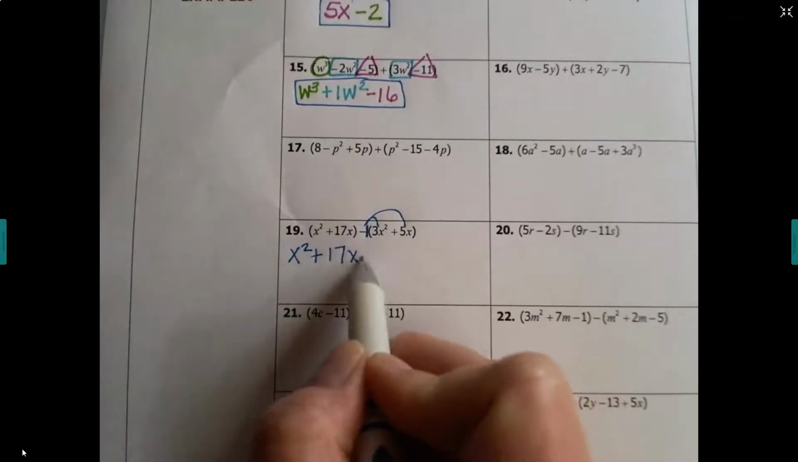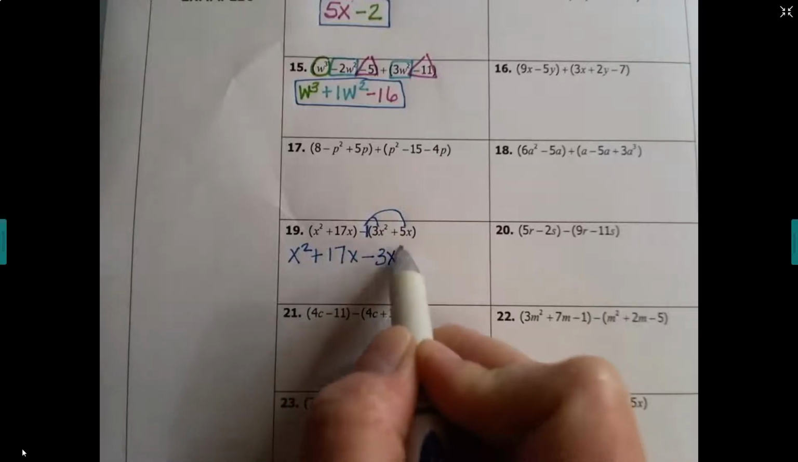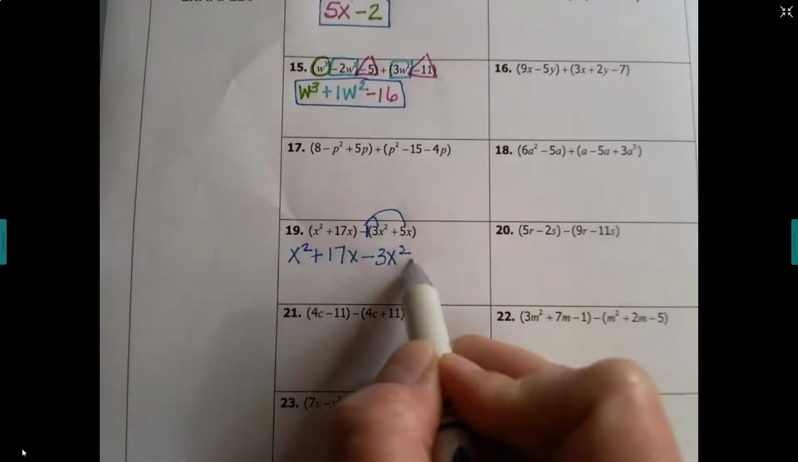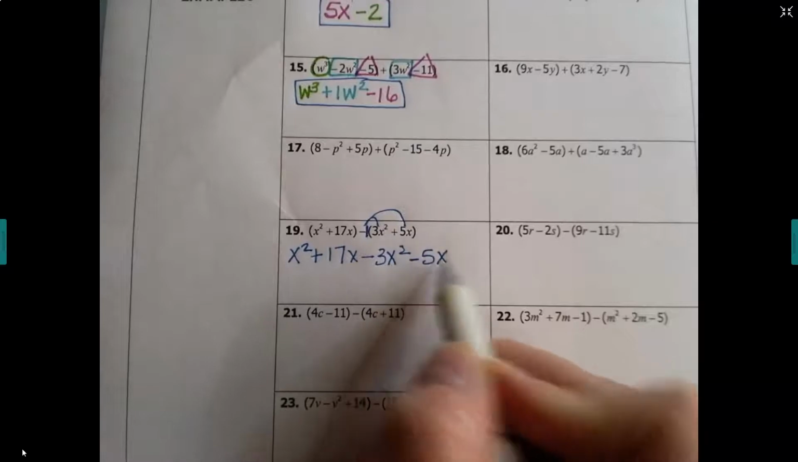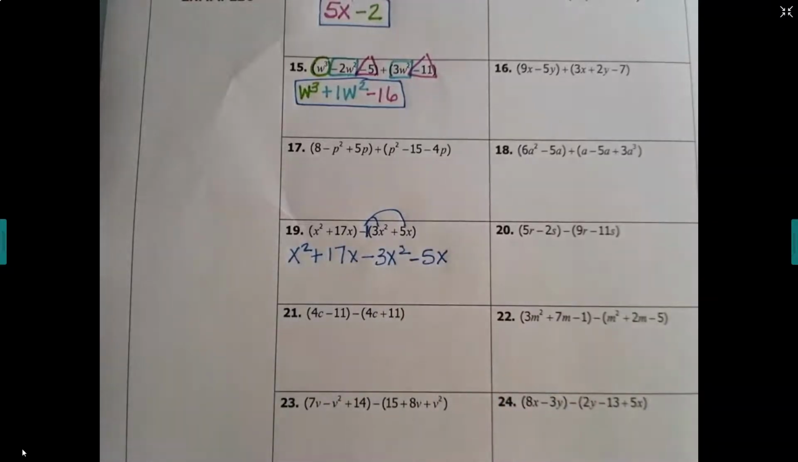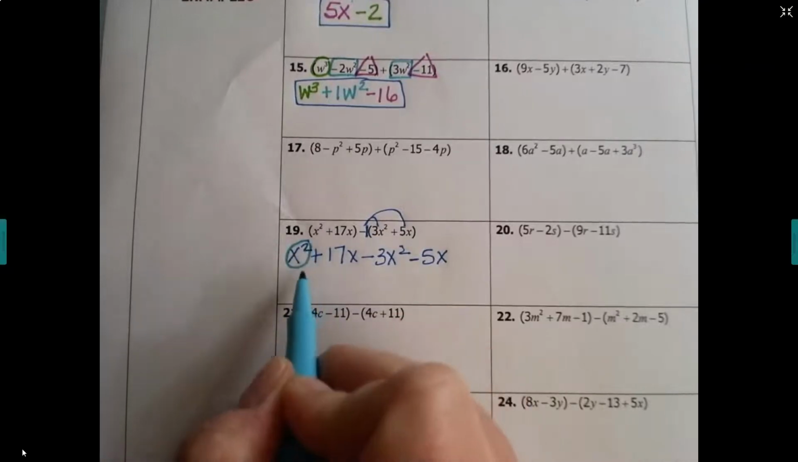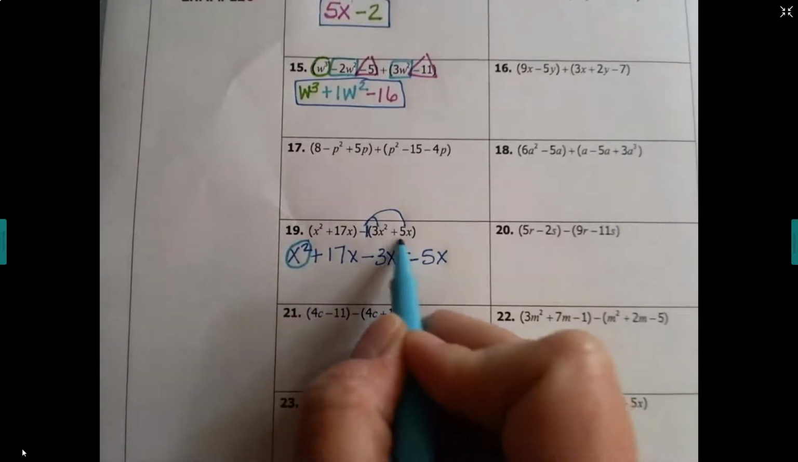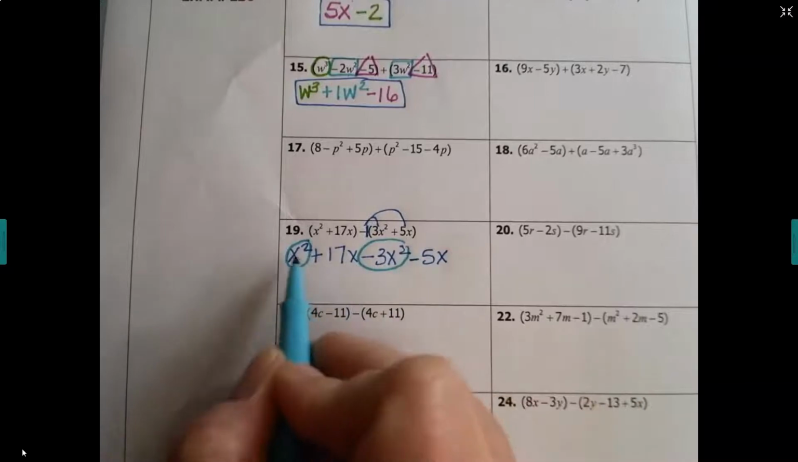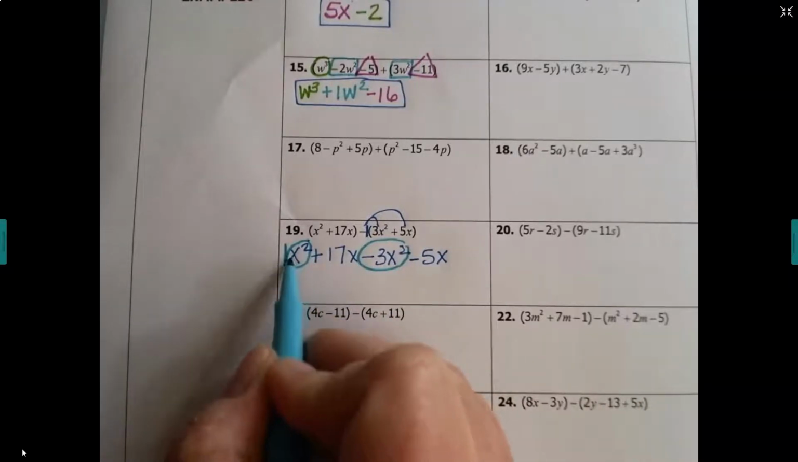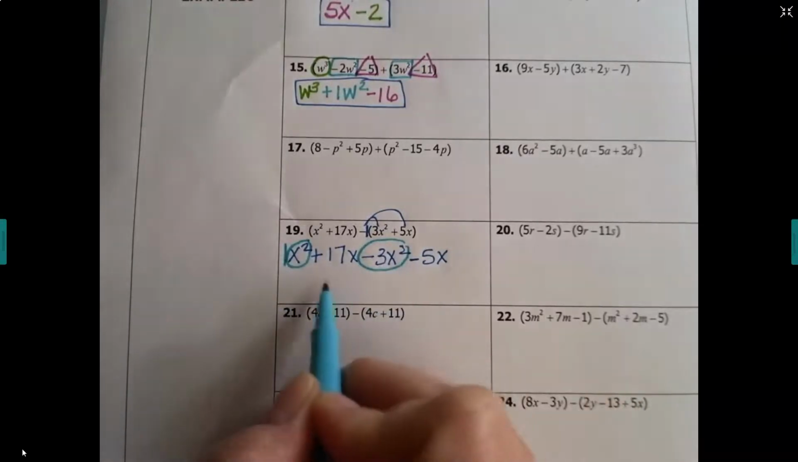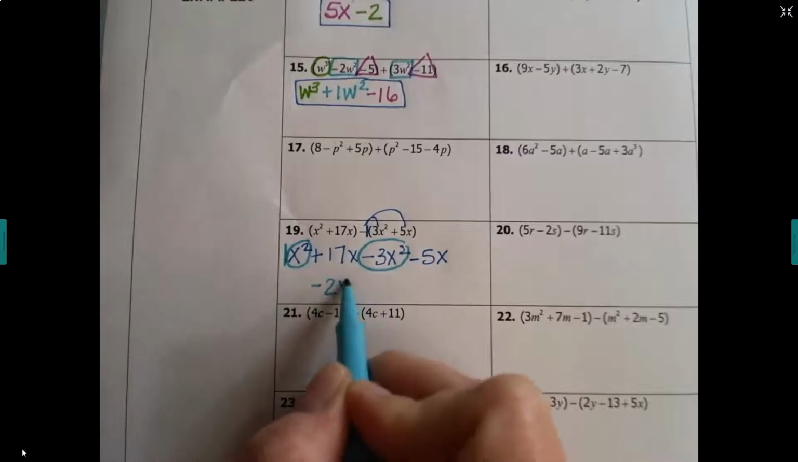That's a +3x, so it becomes -3x squared. +5x becomes -5x. Once you've distributed, then we can go ahead and combine our like terms. I have a squared term. Look for any other squared terms. Here's one. So remember, there's a 1 there. 1x squared minus 3x squared is -2x squared.